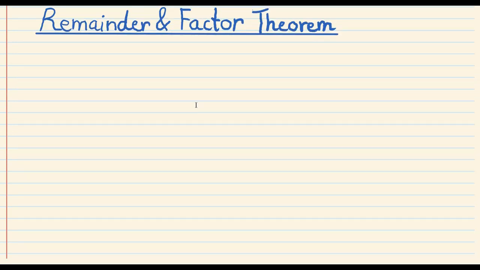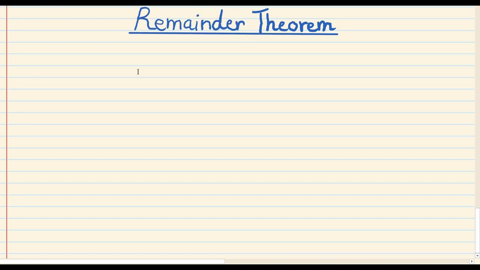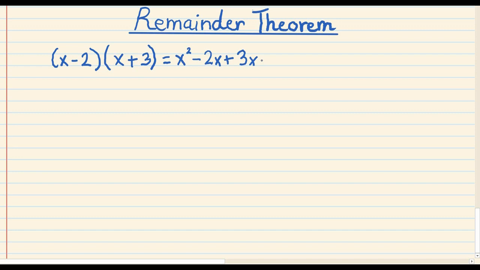The next part of the video is the remainder and factor theorem. The two are quite related, but I'll start off with the remainder theorem. Similarly to how you can multiply 2 expressions to get a resulting expression, for example, you can multiply x minus 2 and x plus 3, which would give you x squared minus 2x plus 3x minus 6, which gives you x squared plus x minus 6.